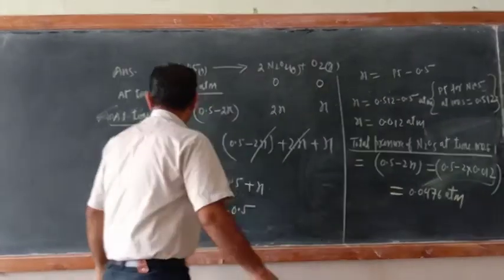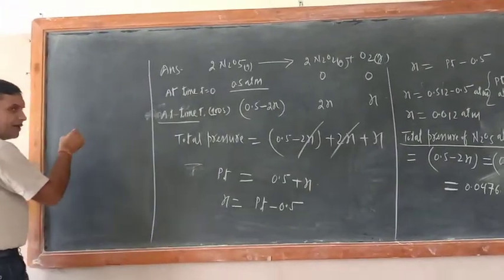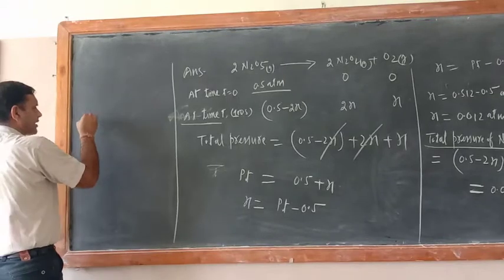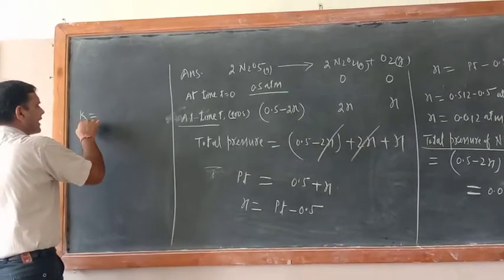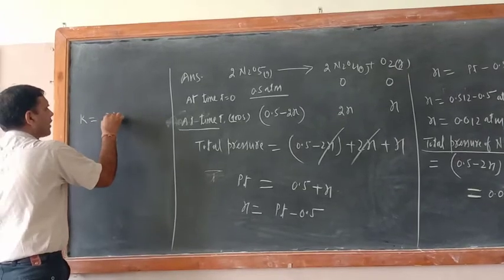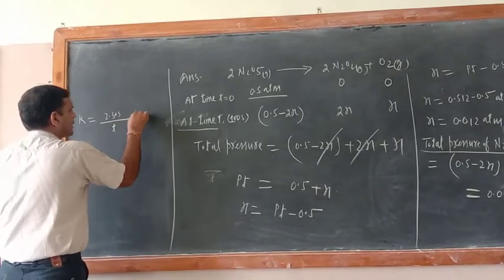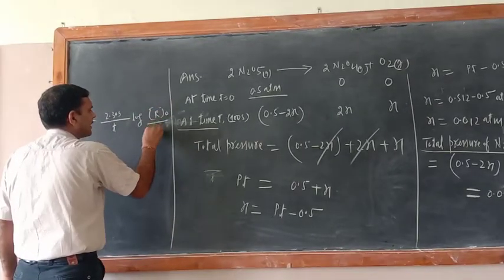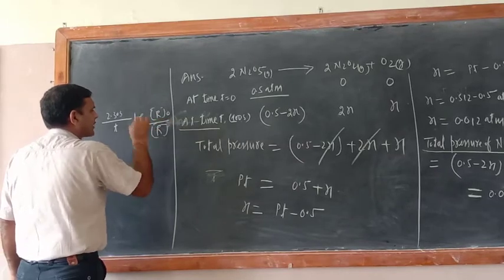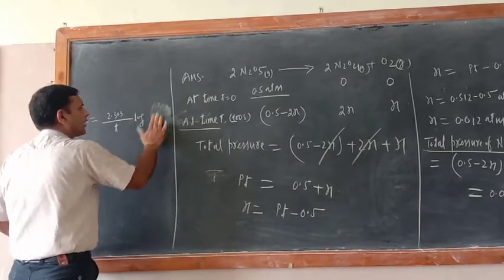Now what is our final equation? So the integrated rate equation for the first order reaction for the gaseous reactant, that is K equal to 2.303 divided by t, log P0 by P. But try to understand, this is a gaseous reactant. So what is the formula for here?